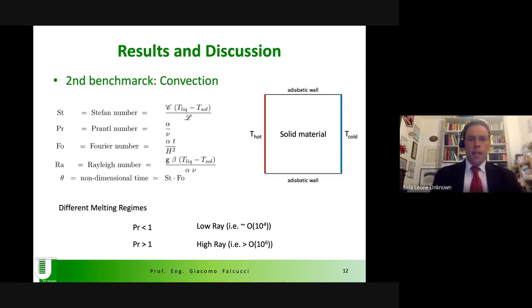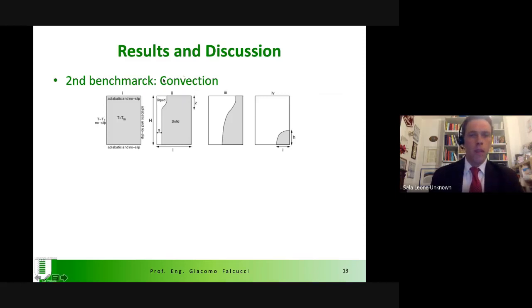Apart from these Prandtl numbers, we have also low Rayleigh regimes and high Rayleigh regimes, which give rise to completely different dynamics. So let's see what we expect in convection. It is known from literature that we start with a very small time interval in which conduction dominates. Then when the liquid part becomes a little bit larger, we see the starting of a convection movement that provides this nose at the top of our computational cell. This advances and then it shrinks the solid more and more.